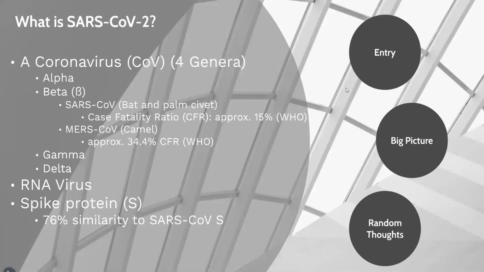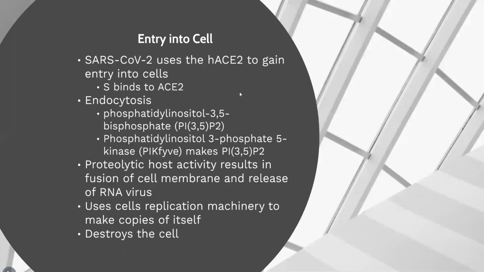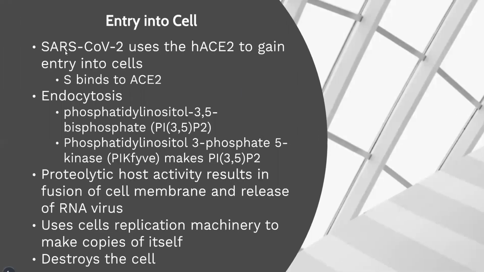Let's talk about how it enters into cells. So SARS coronavirus 2 uses the human angiotensin converting enzyme 2 receptor to gain entry into cells. And the spike protein binds to ACE2, and then endocytosis is activated. And it does this, and I'm going to mention these molecules here, even though they have pretty long names, because they are targets for therapeutics that we might discuss later.